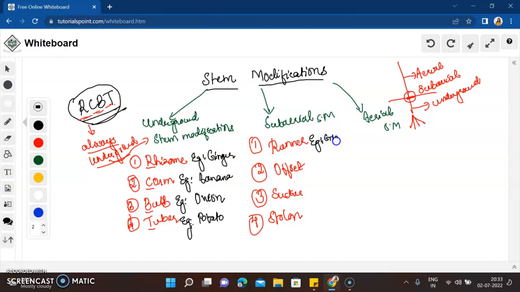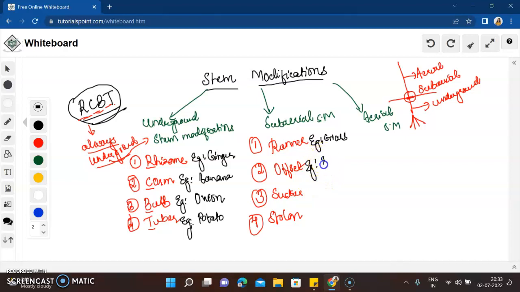Runner example, grasses. How the grasses run on the ground, isn't it? By extending alongside their internodal region, and they form adventitious roots at each node and form the new shoot from there. That's how they are able to spread on the ground surface, right?